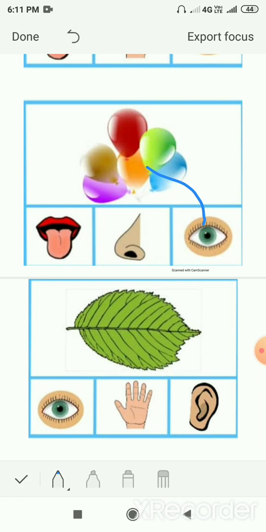Next is a given leaf. By which organ can you feel that the leaf is smooth or rough to touch? Eyes, hand or ears? So by hand you can feel whether the leaf is smooth or rough to touch.